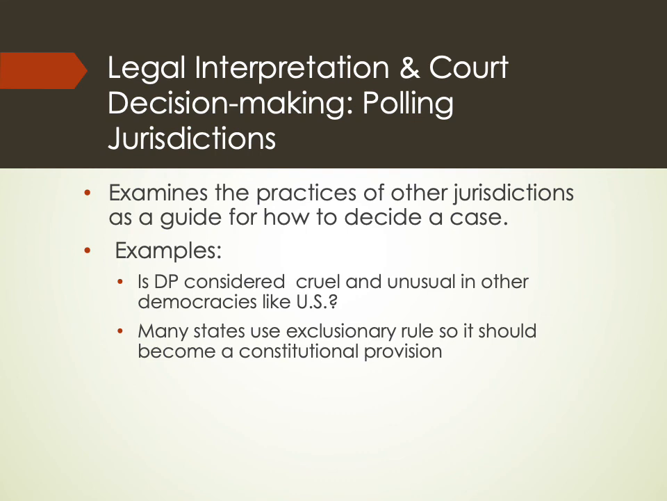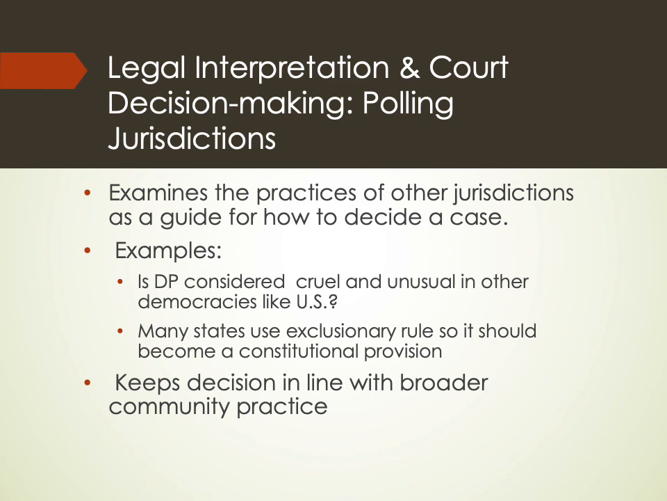Another example would be looking at states within the United States. This is the example that they use in the textbook, that the Supreme Court in Mapp v. Ohio was asked whether or not the Fourth Amendment implies that the exclusionary rule, that is, evidence that's improperly collected, is inadmissible in court. And they basically said, look, many states in the United States use the exclusionary rule, so therefore the exclusionary rule should become a constitutional provision, looking at the polling jurisdictions and saying, based on that, then we're going to decide this way.